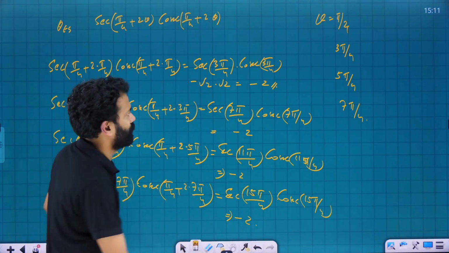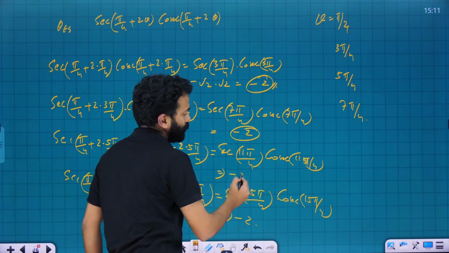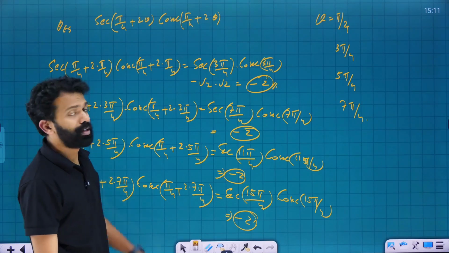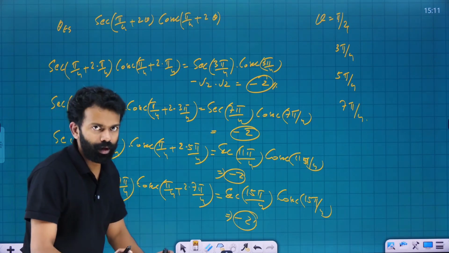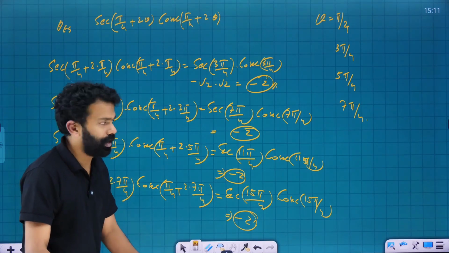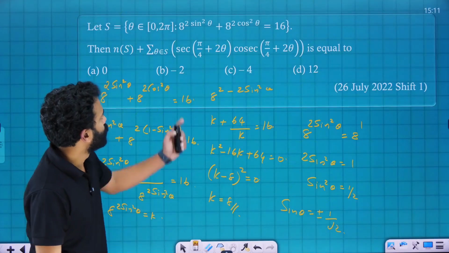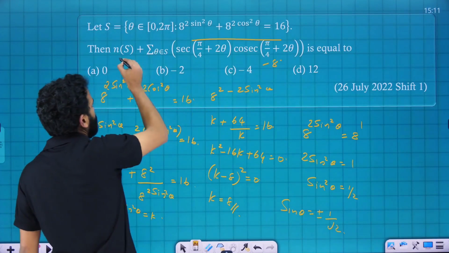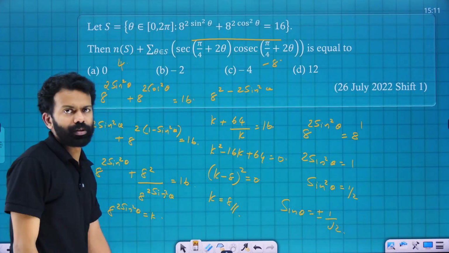Therefore, what is the sum of all of this? Minus 2, minus 2, minus 2, minus 2. That is minus 8. Therefore, the sum is minus 8. I hope you got this till now. The problem is over. So, what is the value of this one? This is minus 8. And what is the value of this? 4. And what is 4 plus minus 8?